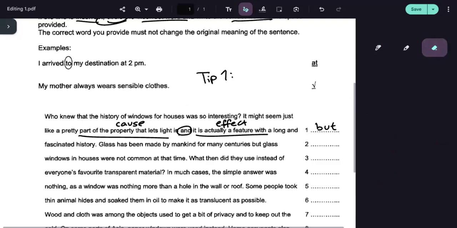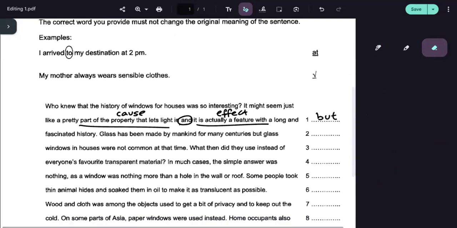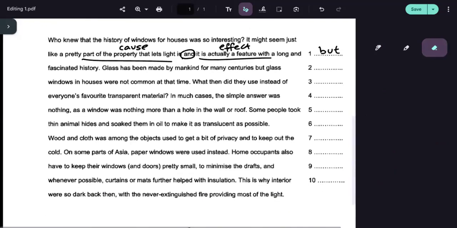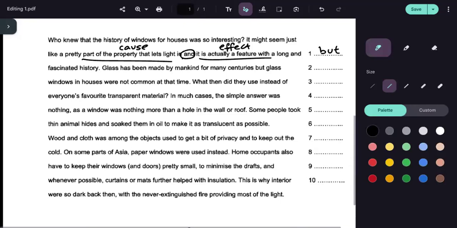Okay, so you're ready. Let's continue going down. Glass has been made by mankind for many centuries, but glass windows in houses were not common at that time. The second line, it is no error. Yay, can do less work. Next one will be going on to the third line.